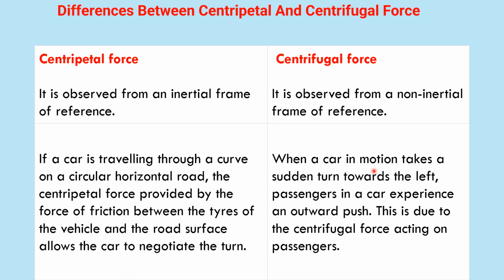When a car in motion takes a sudden turn towards the left, the passenger in the car experiences an outward push. This is due to the centrifugal force acting on the passenger. Because centrifugal force is acting away from the center of the circle, when there is a sudden turn towards the left, the passenger in a car experiences an outward push. This is due to the presence of a centrifugal force that is acting on the passenger.